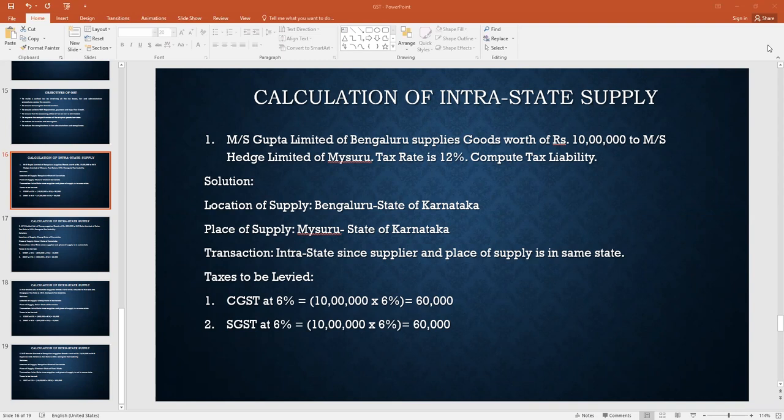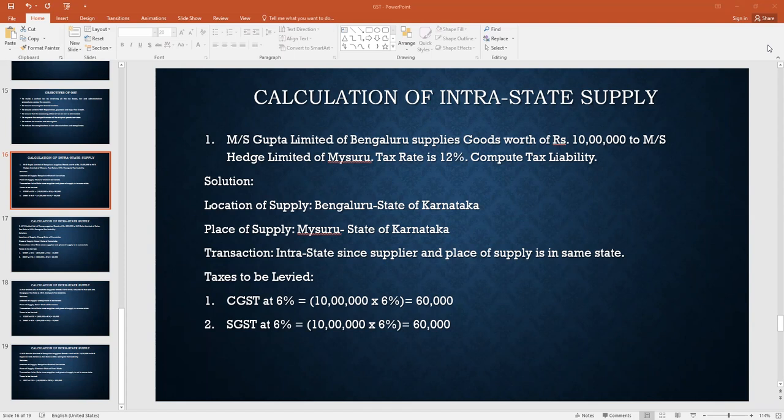Intrastate means when within one state we are supplying the goods, like from one city to another city. But interstate means when we are selling the product from one state to another state. That time it is called an interstate supply. But in both the cases, the calculations will be different.